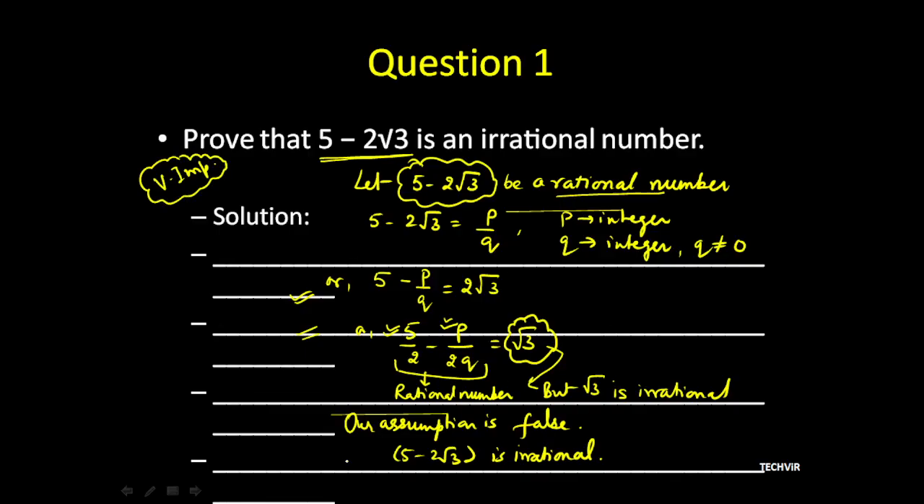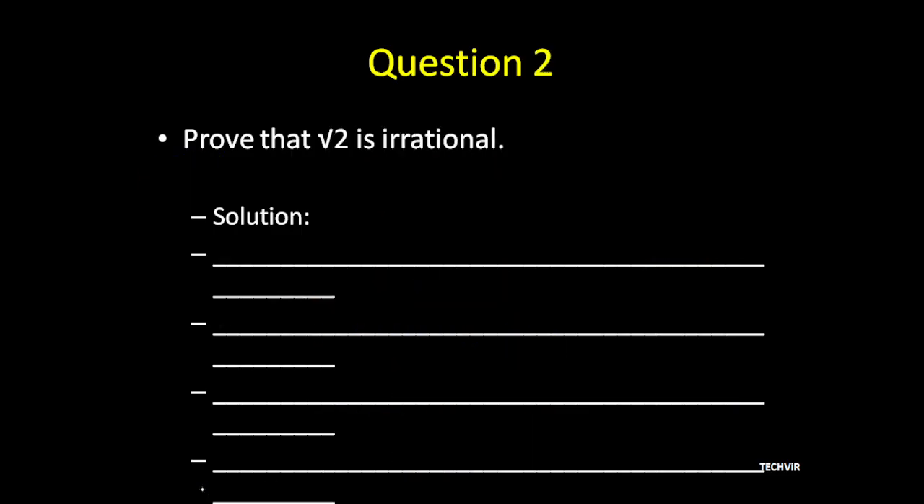Okay, so let's move to the next question. Prove that root 2 is irrational. This question has been asked many times in previous year board examinations. In the last 10 to 15 years, examination question papers have had this question around 7 to 8 times. So this is a very important question. So let's move on to the solution of this question as well.